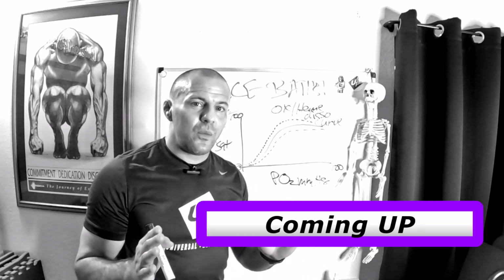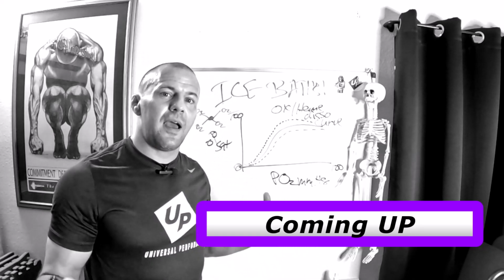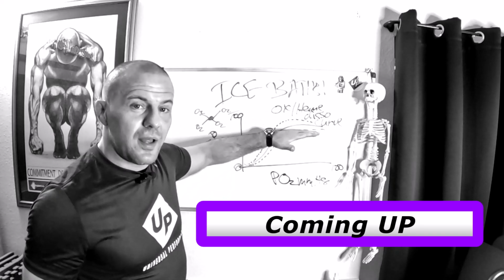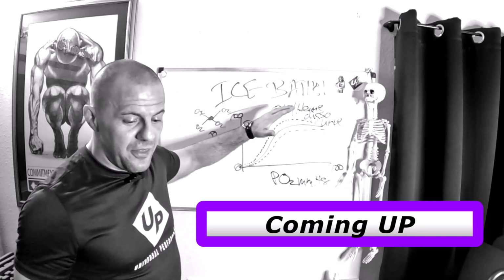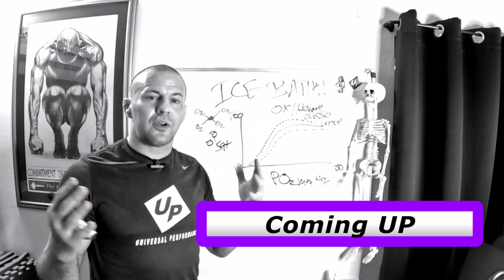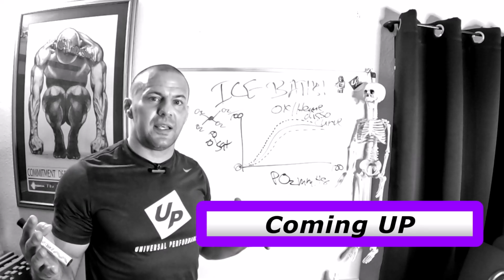So understand that when we exercise at a fairly high intensity, arguably this curve will shift ever so slightly to the right. And that will also lower the pH and it'll increase the CO2 content.